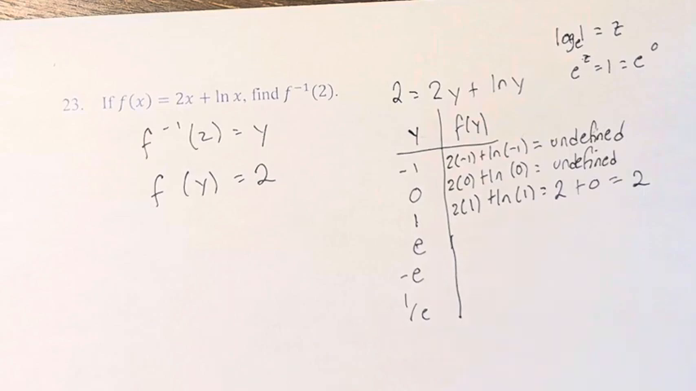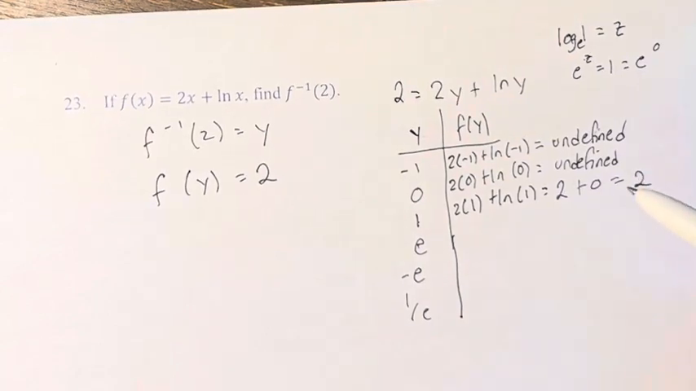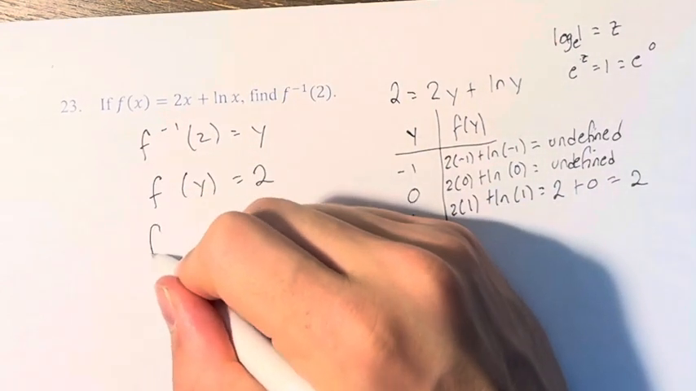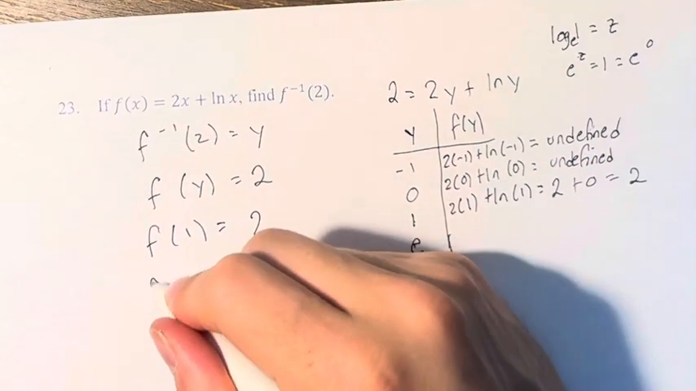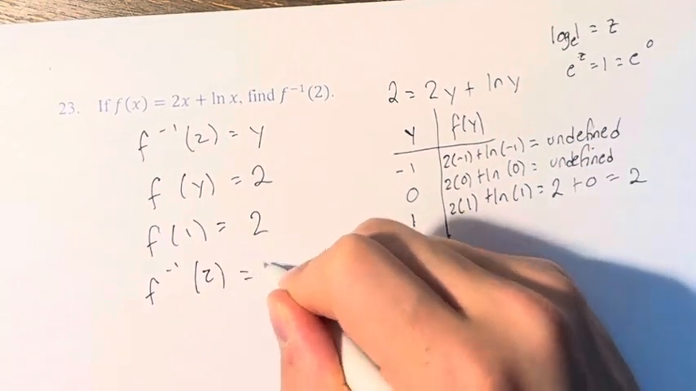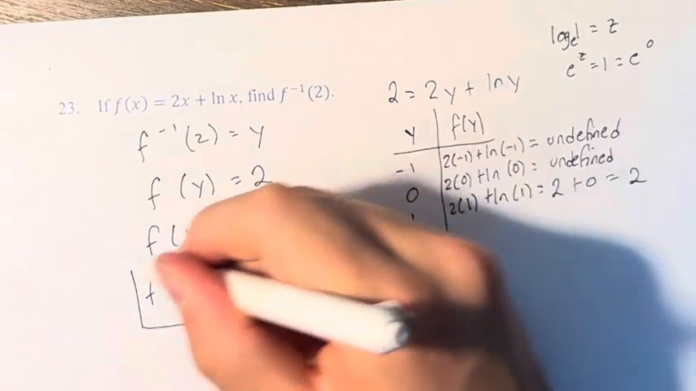And now we don't even have to check any other values because we know that f of 1 equals 2, right? We just calculated it. Therefore, f inverse of 2 equals 1. And we have our answer.